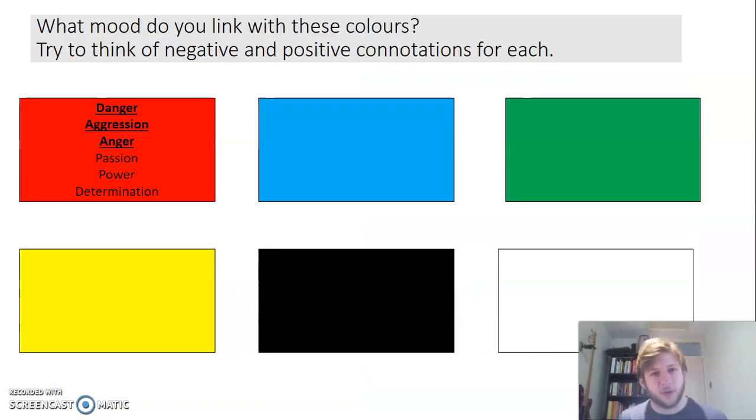So what I'd like you to do is think about these 6 colours that are on the screen now. The first one is done for you. For red, the denotation is that it's red, but the connotations of the colour red are danger, aggression, anger, or on the other side, passion, power, determination. It doesn't necessarily all have to be negative and positive. So I'd like you to think through the other 5 colours, take as long as you need to do this, and try to have 3 positive words and 3 negative words for each one. Okay, I will leave you with that task.